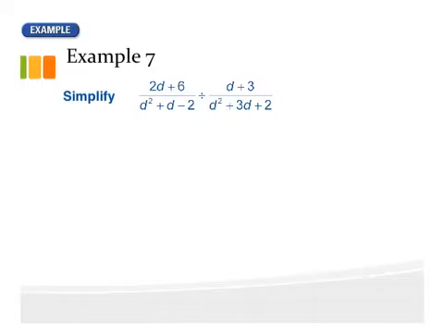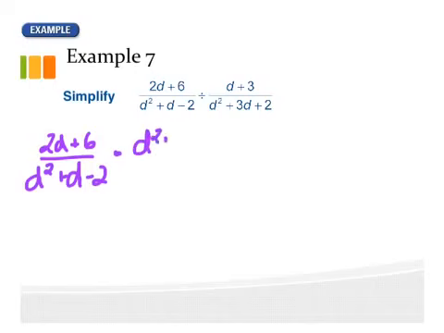Alright, let's do a division problem. When you're dividing, remember you want to multiply by the reciprocal. So we're going to have 2d plus 6 over d squared plus d minus 2 times d squared plus 3d plus 2 over d plus 3. Now I'm going to factor all these.